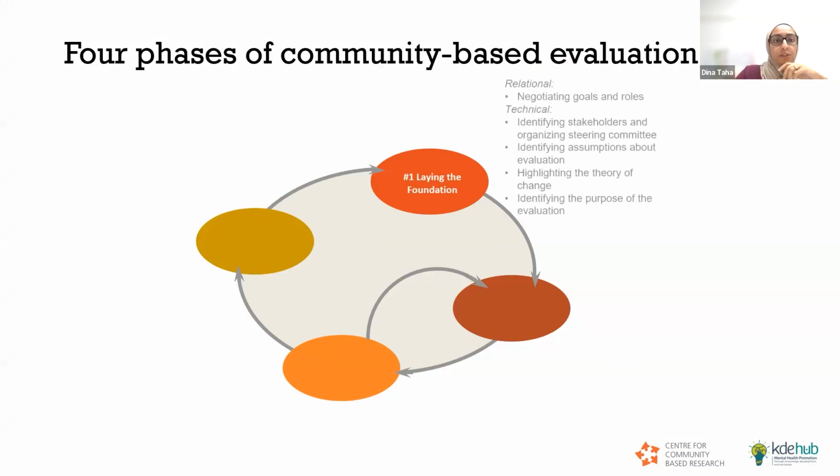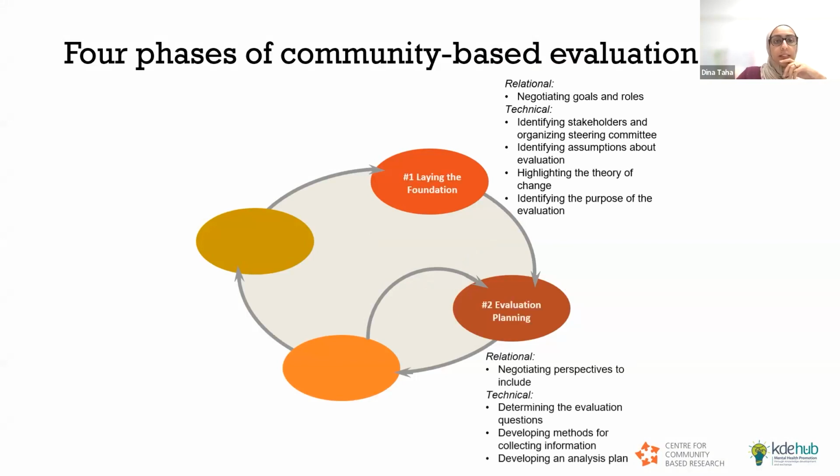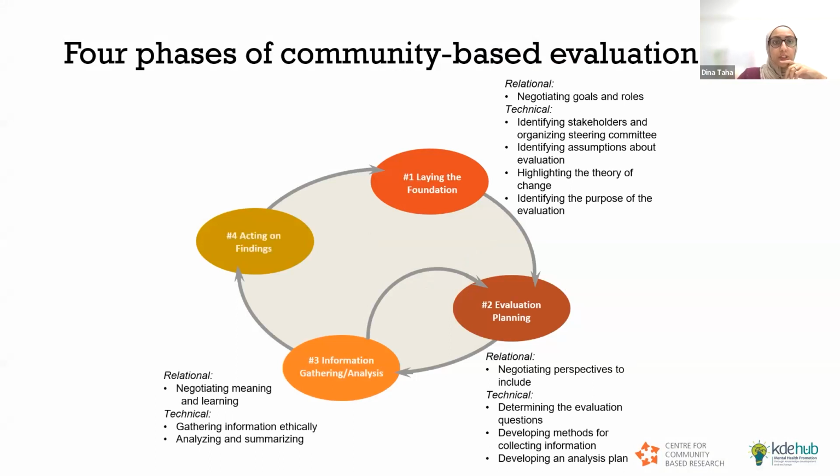So let me just refresh your minds. There are 4 phases and 11 steps for community-based evaluation. The first phase focuses on laying the foundation, so identifying your stakeholders, highlighting the theory of change and the purpose on your purpose statement or the purpose of your evaluation. Once you've decided on that with the stakeholders and with the relevant communities, we move on to the evaluation planning.